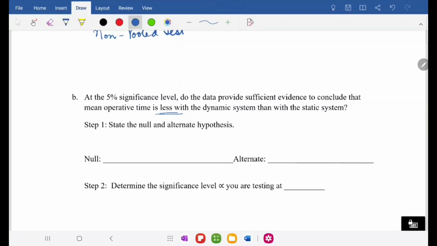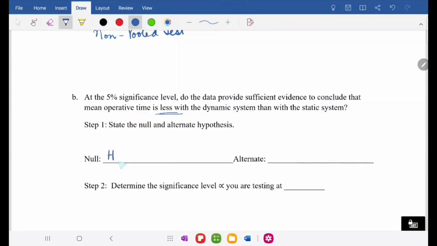First, state your hypothesis, then number 2, decide on the significance level. Number 3 is find your test statistic, which is also your evidence, then use the approaches, the critical value, the p-value, then take a decision, and then finally make an interpretation. All right, so the first step is to state the null and alternate hypothesis.